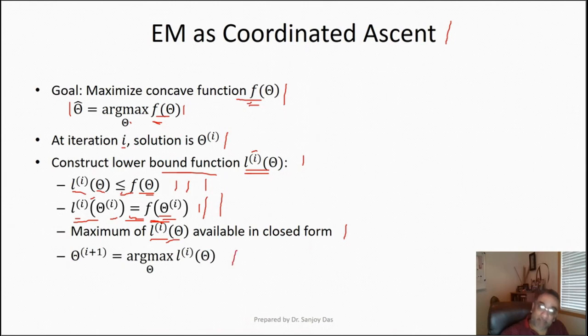So that maximum gives us the next iteration. Theta I plus 1 is our next estimate of theta that we're trying to guess. That will maximize this concave function, and so theta I plus 1 is argmax of Li of theta. Instead of doing this argmax, which is hard to do, we do this argmax iteratively, and we proceed through several iterations, and gradually this theta will converge to theta hat, the maximum of f of theta.